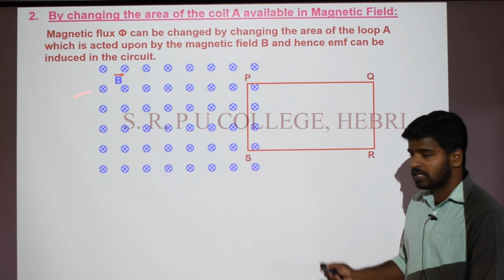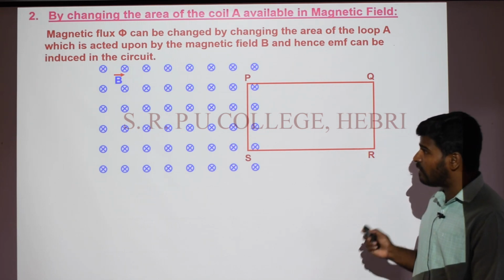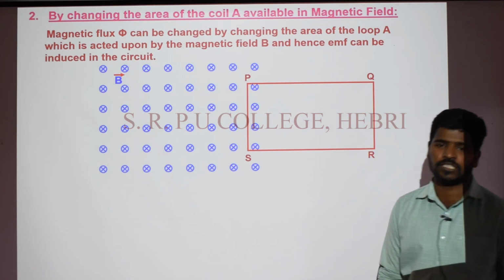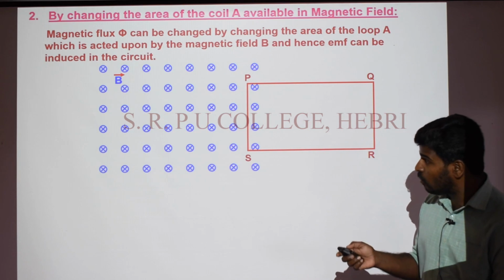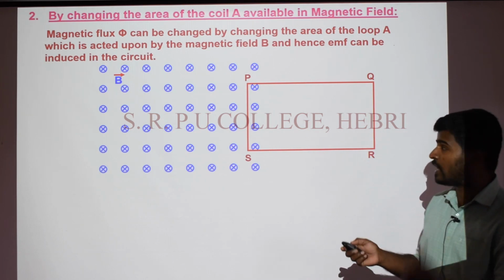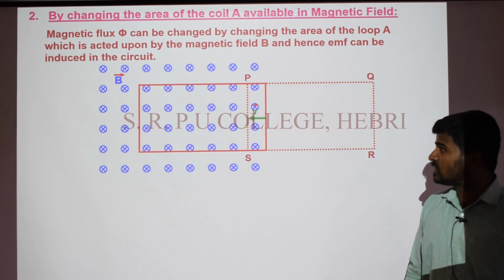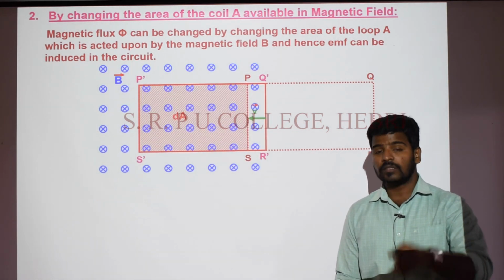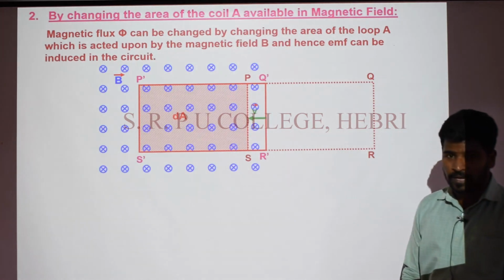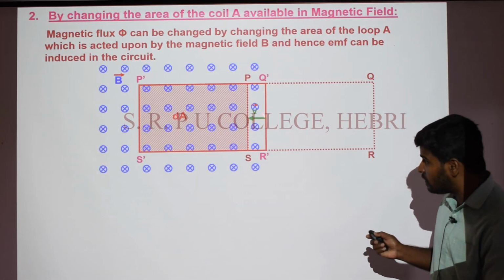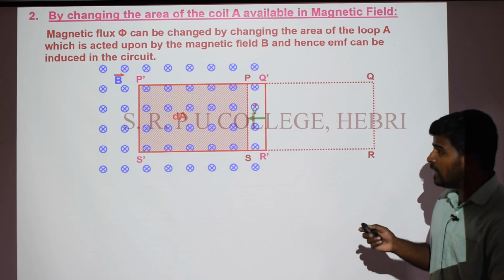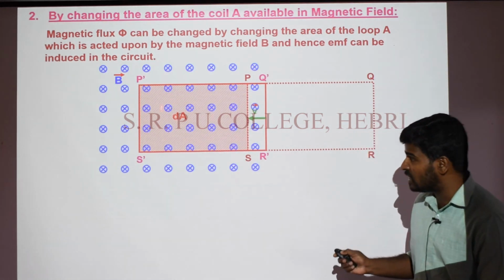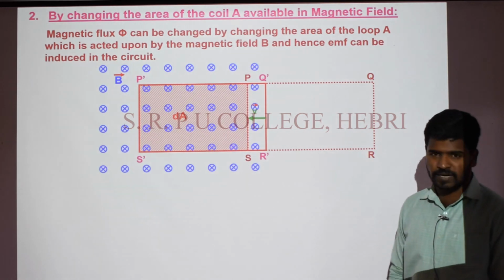For that, we take a uniform magnetic field region. In that, we take a rectangular loop PQRS with the area of cross section A. When that loop moves perpendicular to the direction of the magnetic field with velocity V, the length of the PQRS loop is perpendicular to the direction of the magnetic field B, and the loop is moving with velocity V in a direction perpendicular to the magnetic field B. Therefore, there is a change in area, expressed by dA.